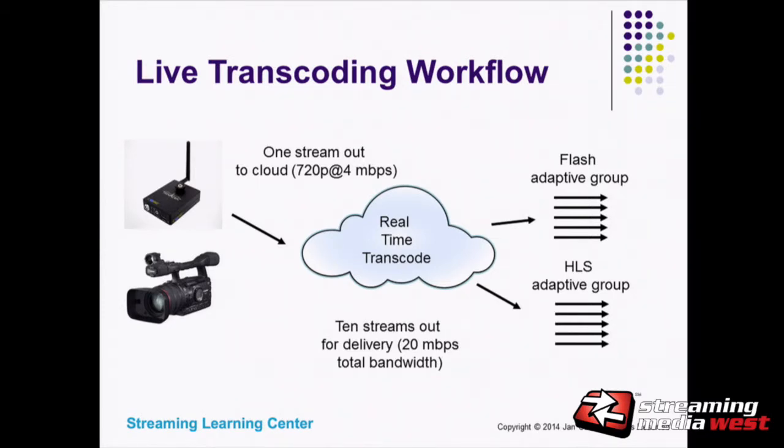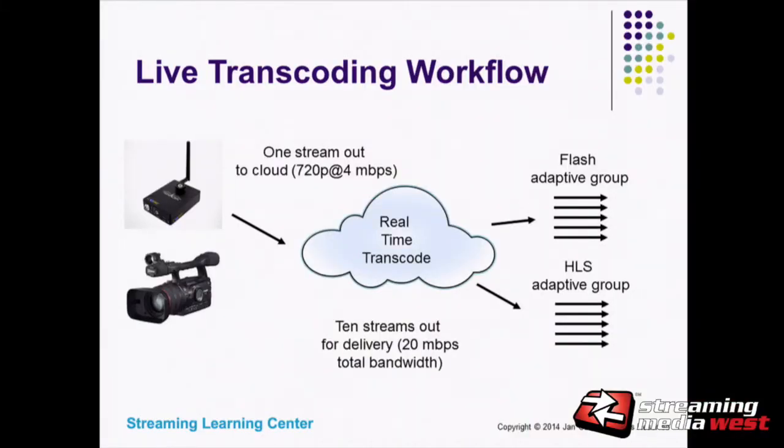So the live transcoding workflow is you're on location, you've got your nice Teradek encoder, you shoot your video, and you send one stream out, say 720p at 4 megabits per second, out to the cloud. And then what the live cloud transcoder does is it, in real time or pretty close to real time, re-encodes that one input file to either single or multiple adaptive groups. In this case, what I'm showing is one file out, one group of 5 files being encoded for Flash, and one group of 5 files being encoded for HLS delivery. So that's in essence what live cloud transcoding is.